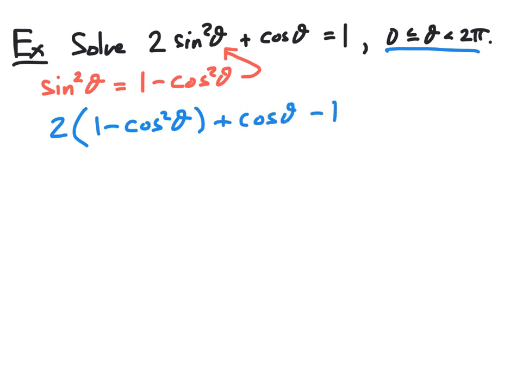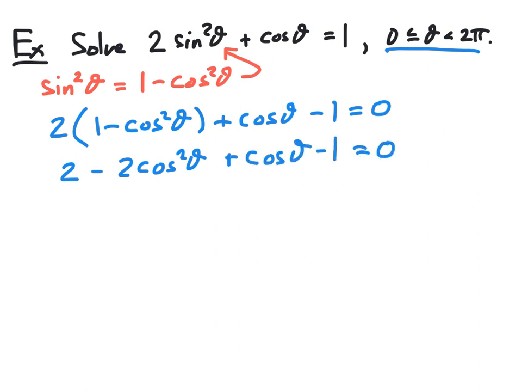And maybe I'll go ahead and subtract the 1 to the other side. At some point I'm going to have to do that, so we'll go ahead and do that now. And here we'll distribute the 2, so we get 2 minus 2 cosine squared theta plus cosine theta minus 1 equals 0. We can then combine the constants. The 2 minus 1 will become a positive 1. So we have minus 2 cosine squared theta plus cosine theta plus 1 when the constants are combined.